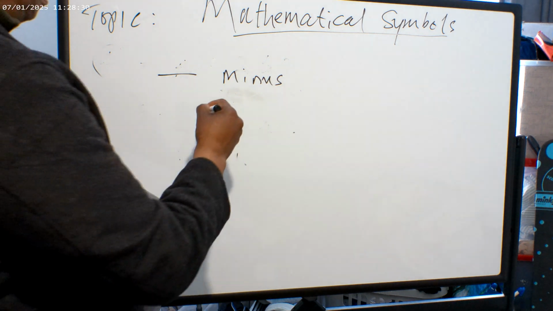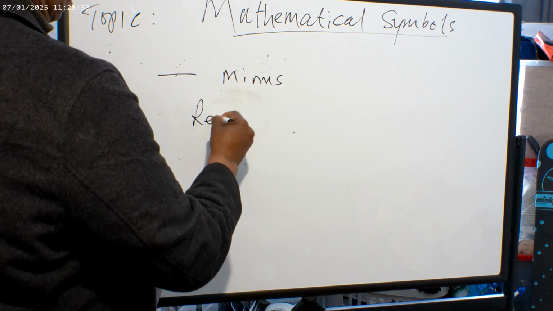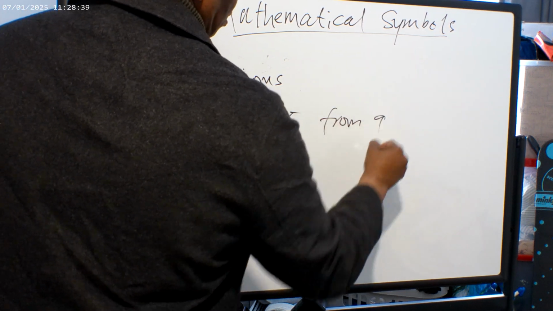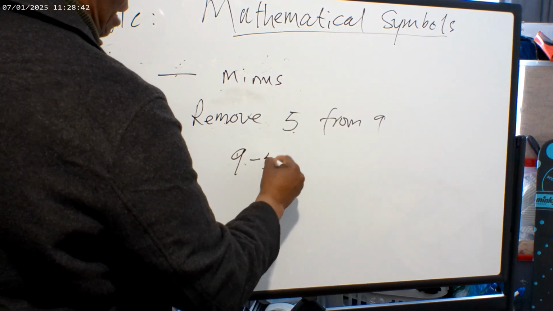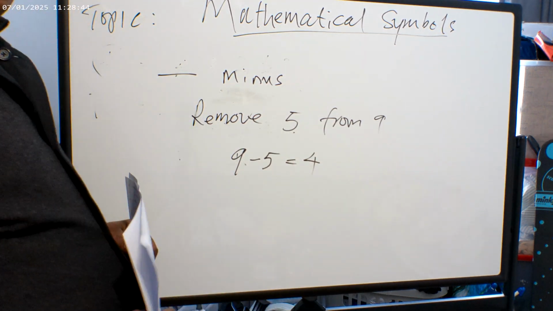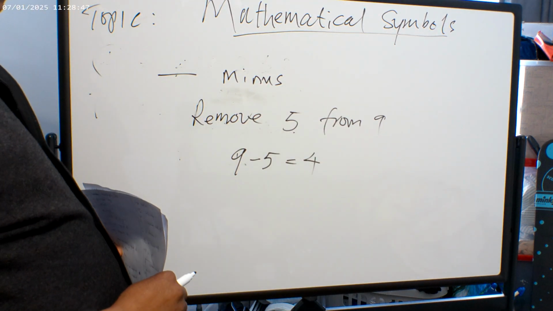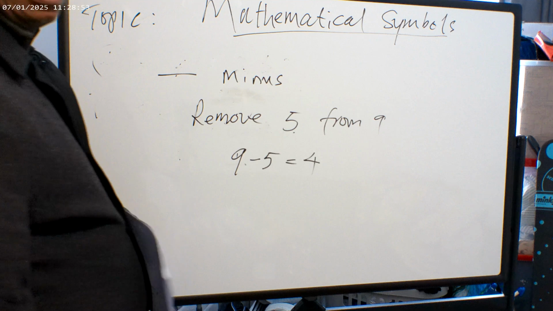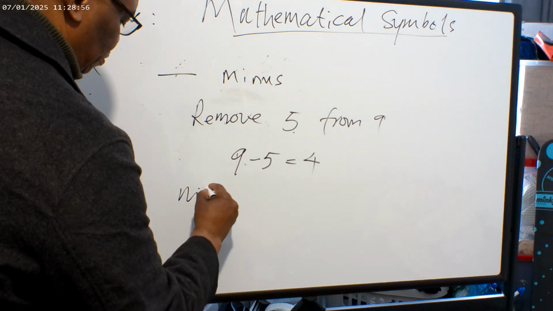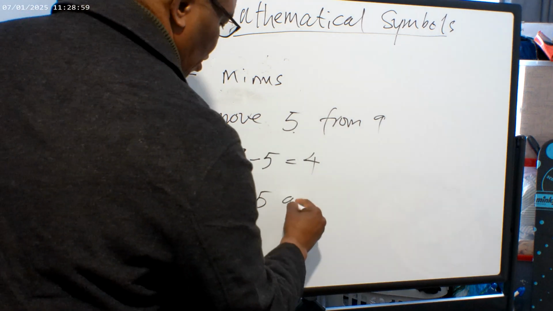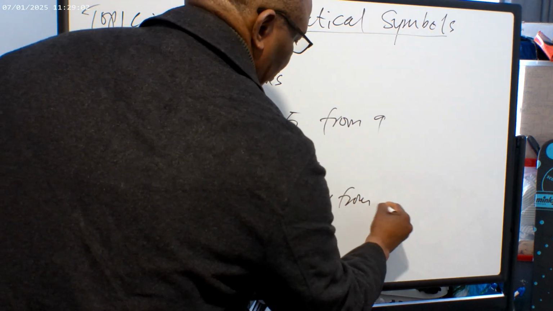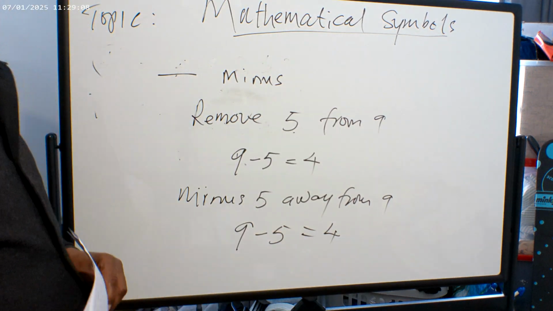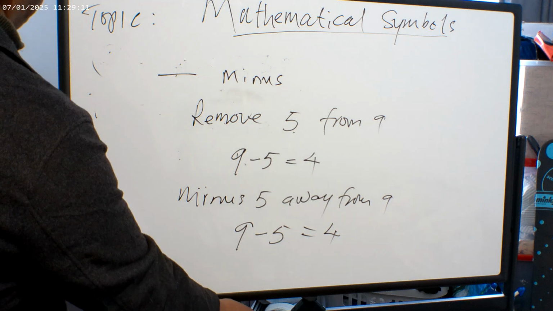If I say remove 5 from 9, it means 9 minus 5, which equals 4. So that is the answer. You can equally say minus 5 away from 9. It means 9 minus 5, and the answer will give you 4. I think this one is clear enough for everyone.